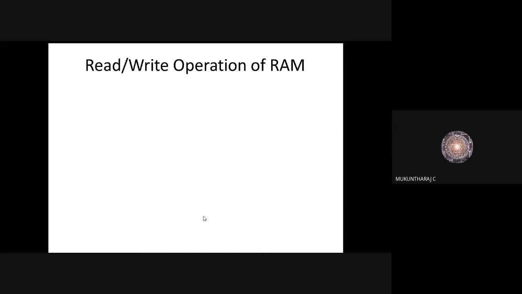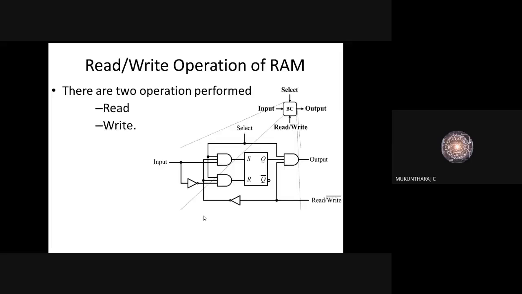So how to perform read and write operation of RAM with this particular binary cell. There are two different operations, read and write, that can be performed on this single bit binary cell. For example, I'm going to read the data from the memory. So first I'm going to perform the read operation. To perform the read operation, what do we have to do?